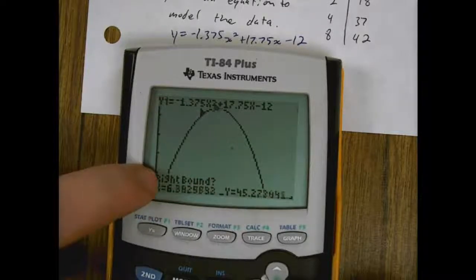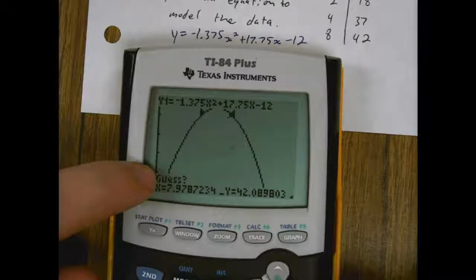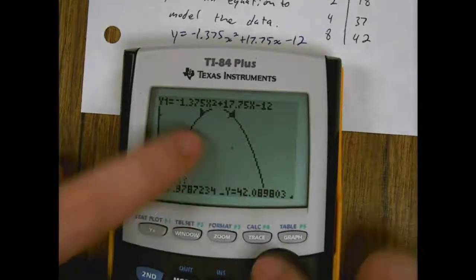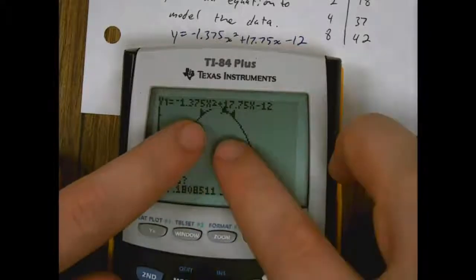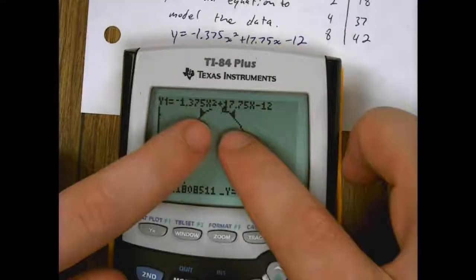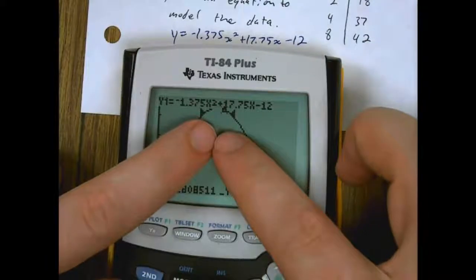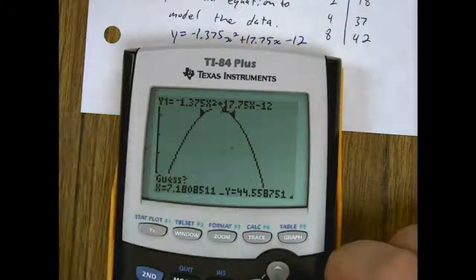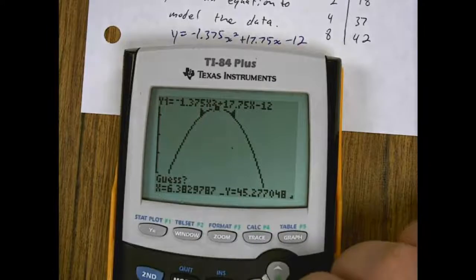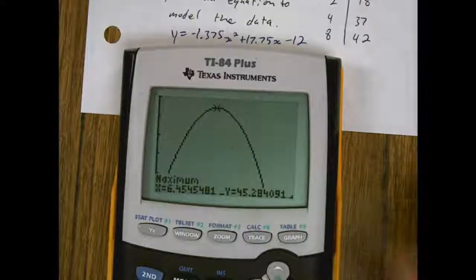Now this changes down here. It says right bound, so you want to get to the right of your maximum. Press enter again, and another little arrow came up. So all that means is your calculator is going to look for a maximum between these two arrows. See how they're kind of pointing towards each other? Guess, it doesn't matter if you want to try to guess where it is. Your calculator is going to do it. So I just press enter one more time.